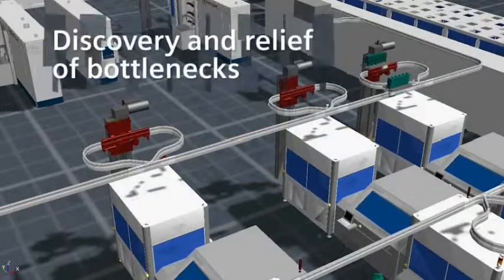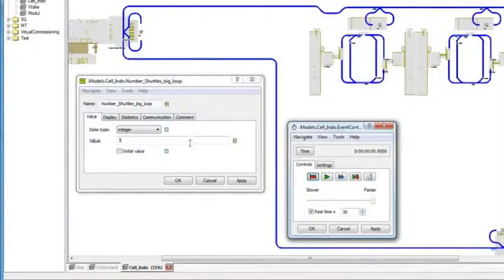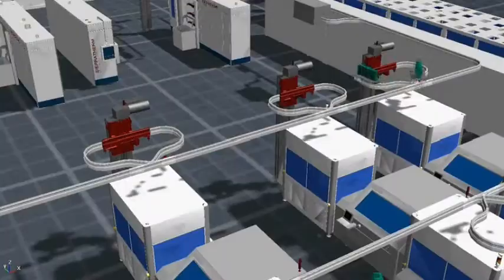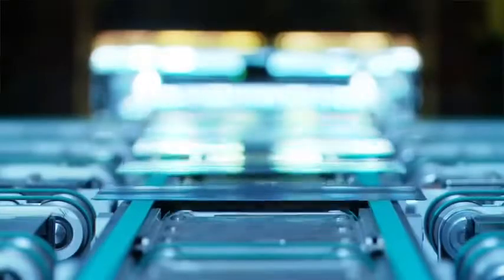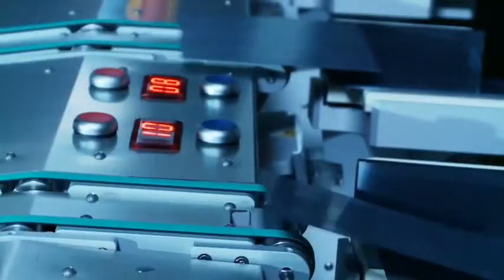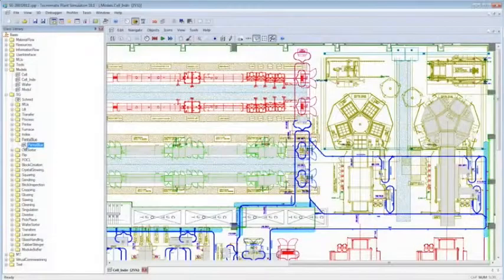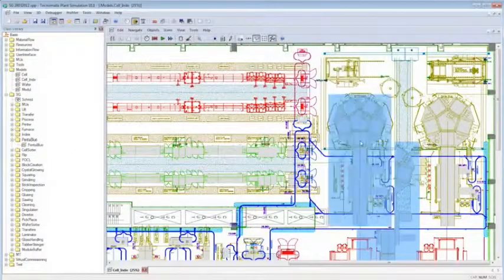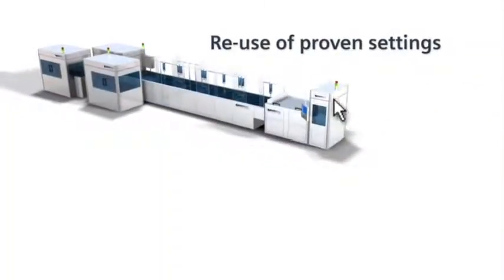Siemens's Technomatics plant simulation software facilitates the relief of bottlenecks as early as in the planning stage, reduces the development time by up to 50%, and increases the throughput in the real production line by up to 20%. This optimizes plant productivity and minimizes costs throughout the entire life cycle. Predefined, customizable libraries and the benefits of using proven settings again speed up planning and reduce engineering costs noticeably.